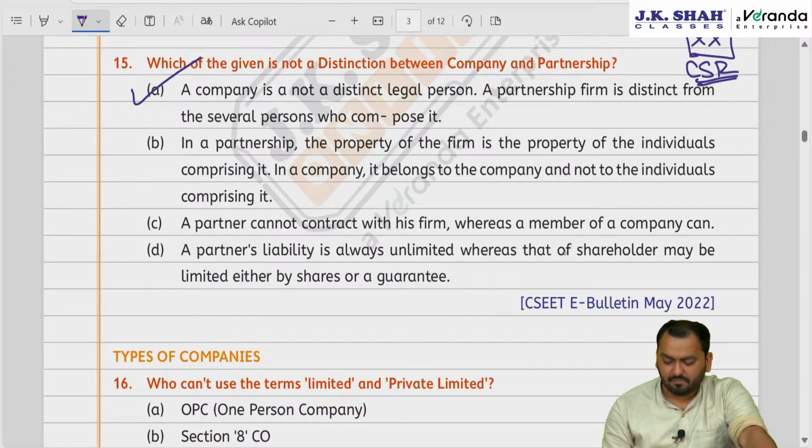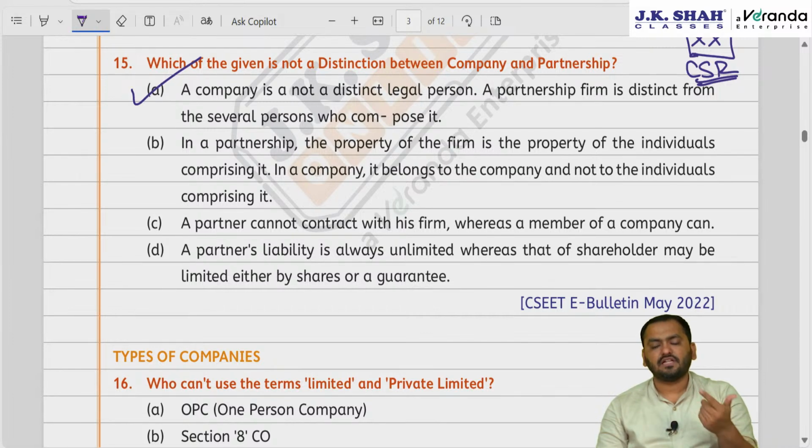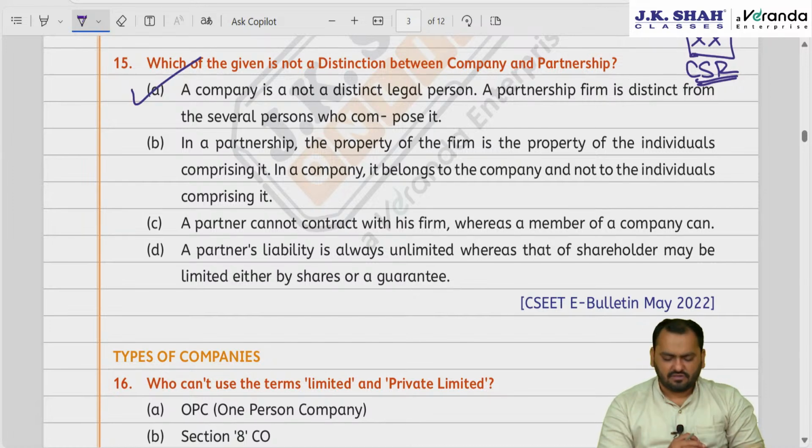And here they say that a member of a company can. So a partner cannot enter into a contract with its firm, but members of a company can enter into a contract with the company. So obviously option C is also a correct distinction.